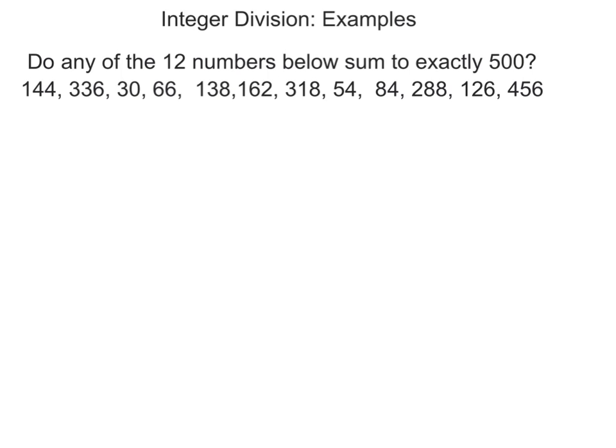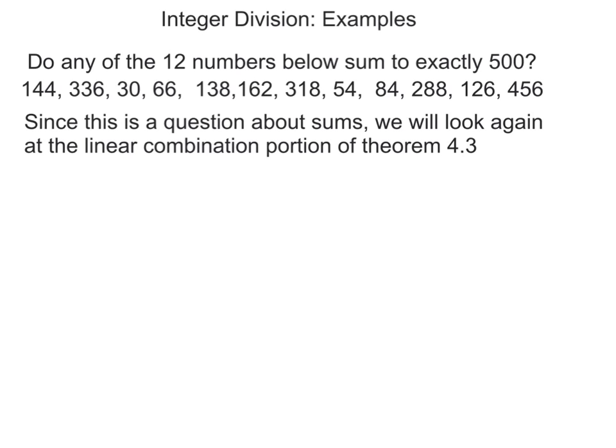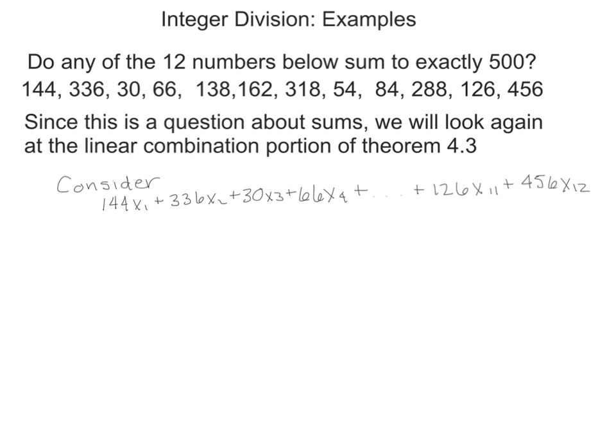Another example: do any of the 12 numbers below sum to exactly 500? The 12 numbers are 144, 336, 30, 66, 138, 162, 318, 54, 84, 288, 126, and 456. This is also a problem in your book. It's more wordy, described as some contest at a grocery store or something. Since this question is about sums, we'll think about theorem 4.3 because that talks about linear combinations. In particular, we're going to consider linear combinations of the 12 numbers.